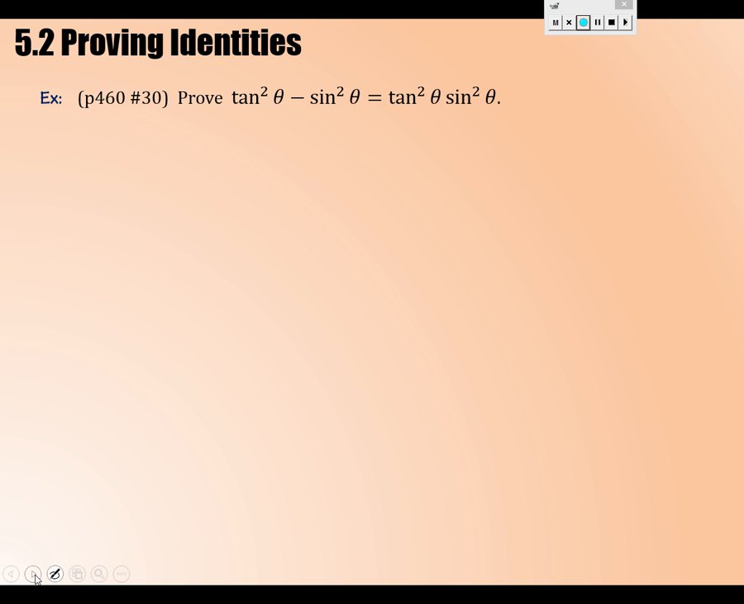By the way, it's always good to step back from these and just think, it's also really cool that that's true. Like tan squared minus sine squared is equal to tan squared times sine squared. That's really interesting. All right, now let's prove it. It's good to step back and just appreciate it.